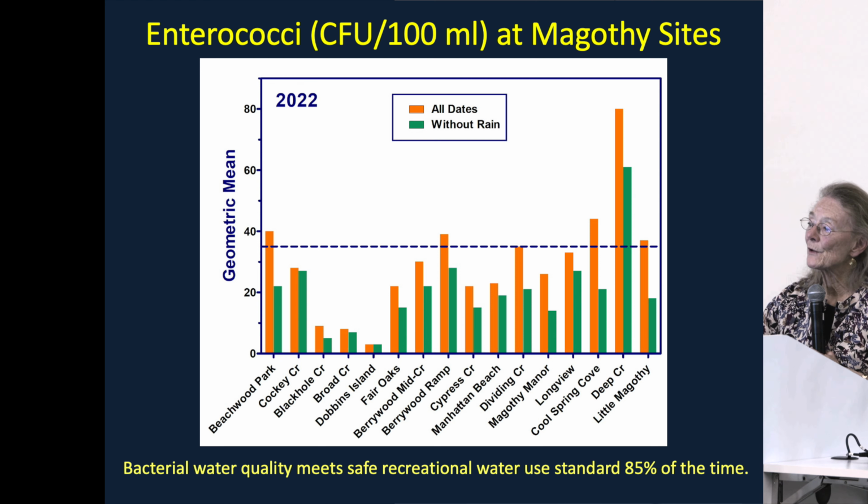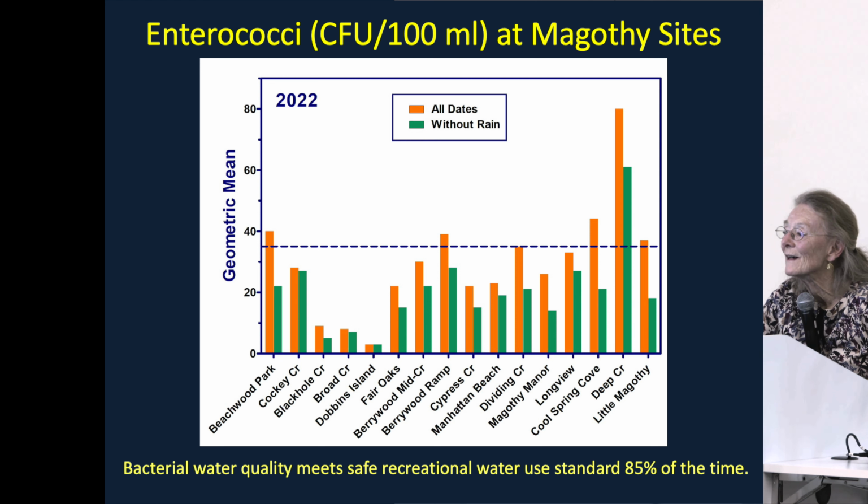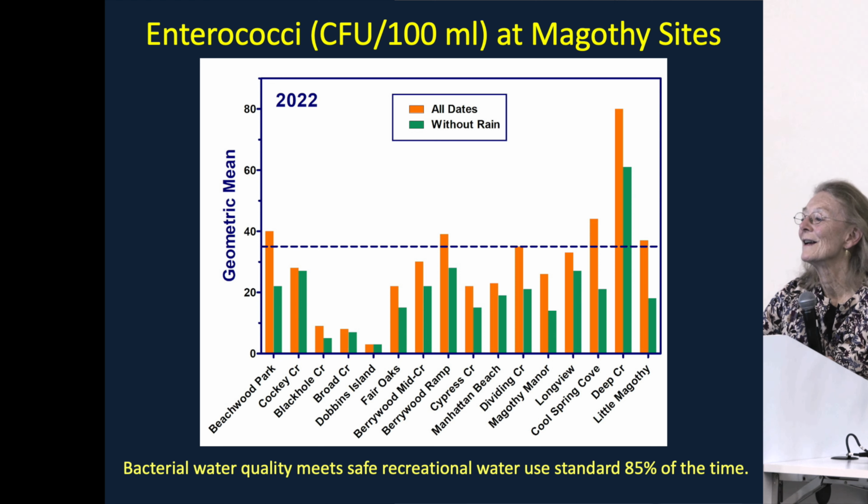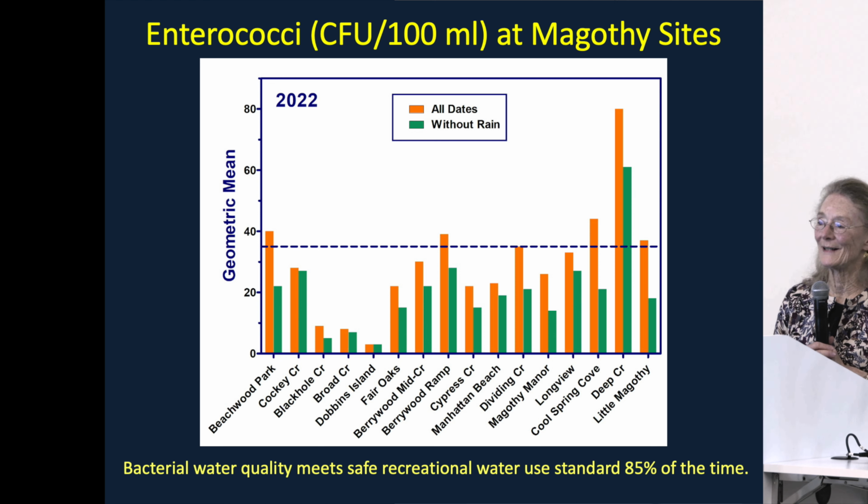We asked her to sample this year, MRA asked her to sample at Beechwood Park, because that's a good public access site. And we also asked her to sample for the second year at Dobbins. So you can see Dobbins is really tiny. Where's Dobbins on here? Right there. You can see really good water quality at Dobbins.